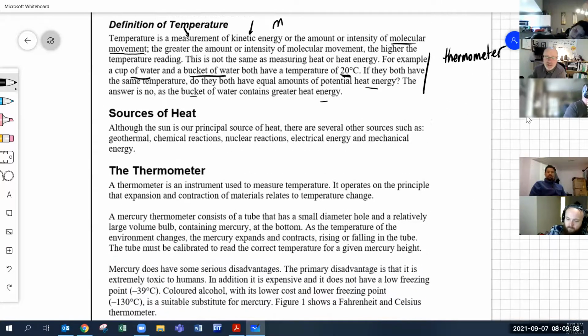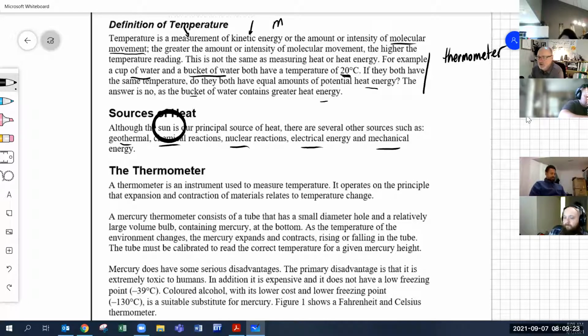Now, we have several different kinds of sources of heat. Of course, our sun is the biggest one. There's several others: geothermal, chemical, nuclear, electrical, mechanical. Listen, everything we do creates heat, clearly. And this is part of the reason why our Earth is heating up, because humans just create heat in everything and anything we do, right? And we just can't help ourselves. That's how it works.